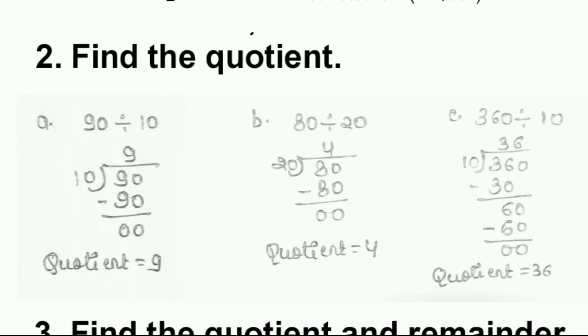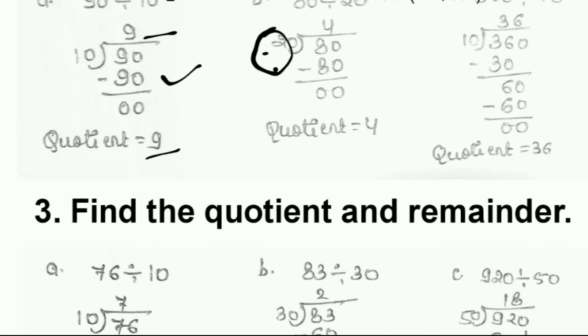Second question, find the quotient. First, 90 divided by 10. Okay, so 10, we know the 10 table. 10 into 9 is 90. So the quotient is 9. We know the 20 table. For 20 we can also check with the 2 table. 2 fours are 8.